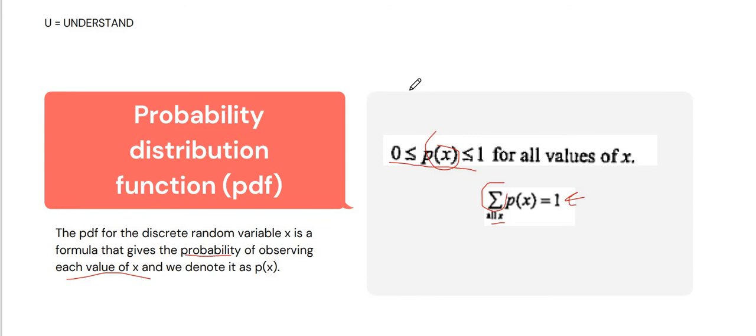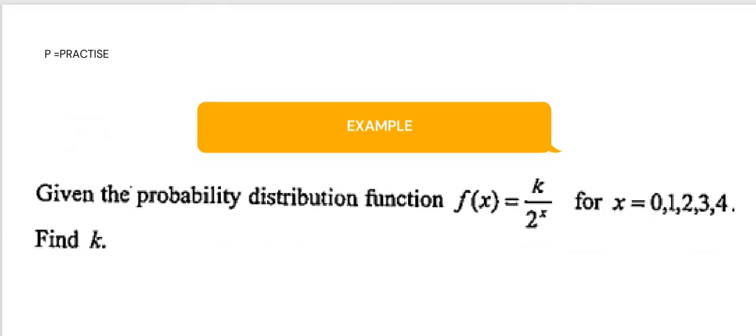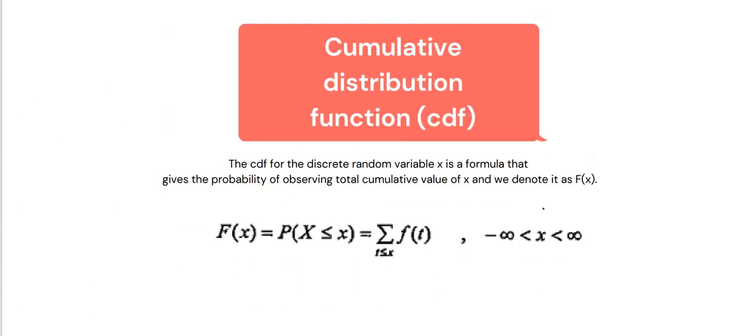So actually this one is something like a flashback. You already learned the probability before. So this one is just a little bit new, which is known as the PDF. What is meant by PDF is the probability of observing each value of X. The keyword here, the highlighted one, is each value of X. So then this is an example, but before I go to the example, I want to brief you about the meaning of CDF first. Just now was the PDF.